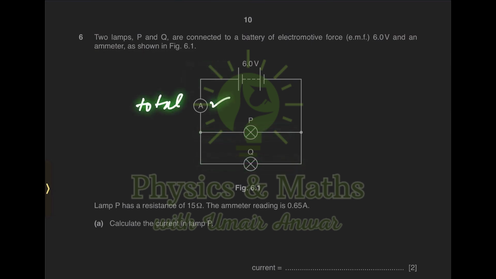So the total current flowing from the battery is going to be given by the ammeter. Then when the current reaches this particular junction, it is going to divide into two parts. Some of the current is going to go through the lamp P, and the remaining current is going to go through lamp Q.